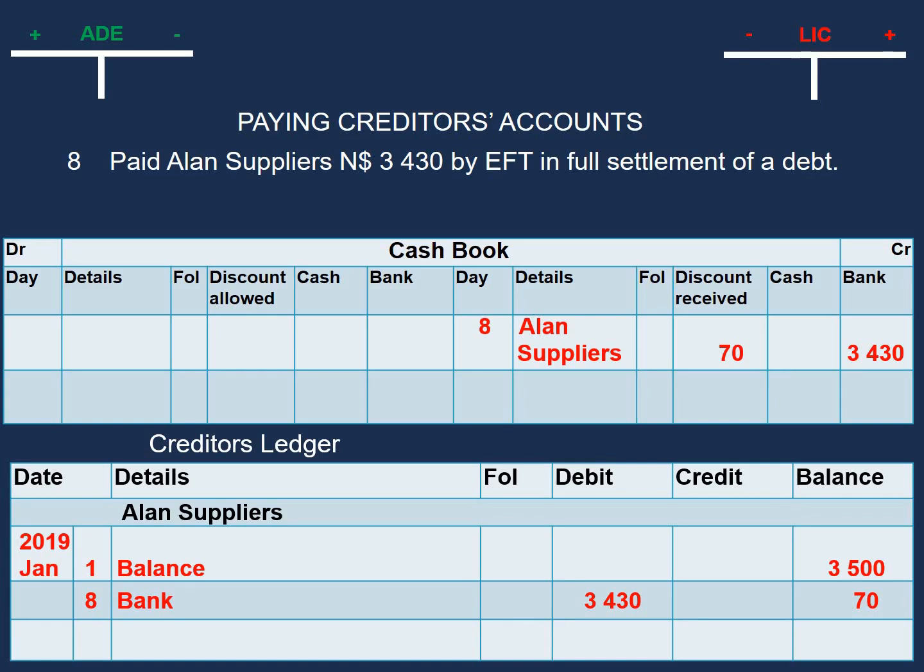But since we made a prompt payment, or we made a payment to settle our debt within a certain time, we were given a discount of $70, and the discount of $70 is also recorded, which will bring our balance to zero. And as you can see, all of the entries are in the debit side, and this will complete our double entry process. We have credited our cash book and then we have debited our creditors ledger.